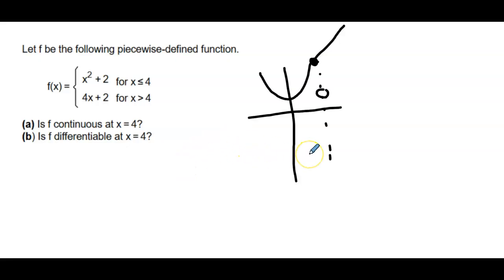Another place that you can't take the derivative is at an asymptote. Now, we don't have an asymptote. We'll talk about asymptotes later in chapter 3, more specifically. But the third place is a corner point. In this case, where x is 4, we do have a corner point.